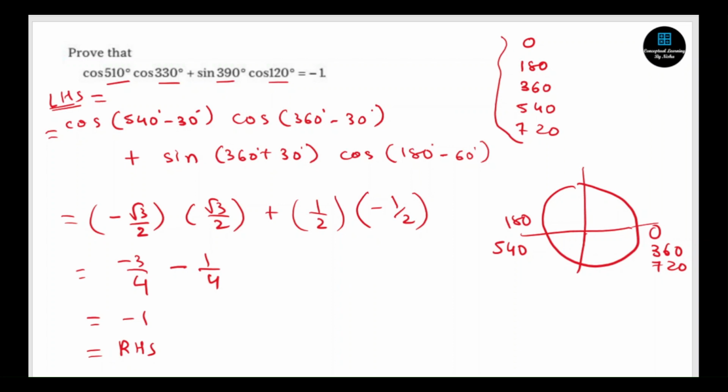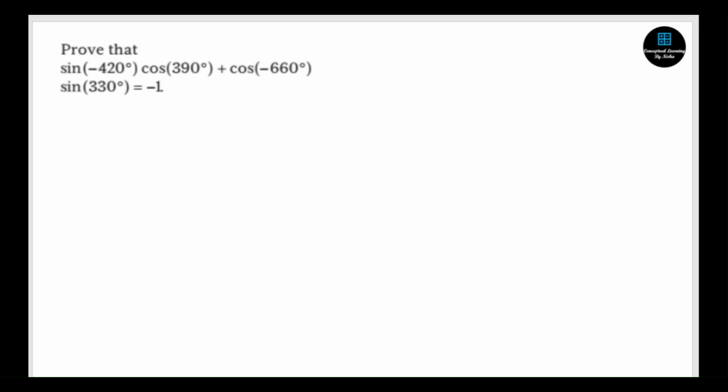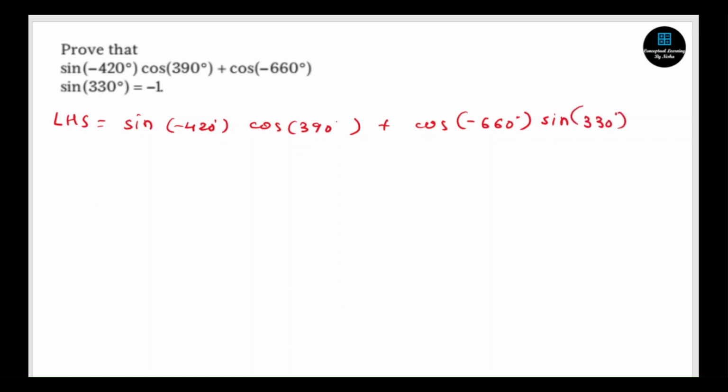Okay, practice this. Now let's solve this similar question. So I'll write LHS: sine minus 420 degree, cos 390 degree, plus cos minus 660 degree and sine 330 degree. Alright. Now sine minus theta, remember this? Sine minus theta is equal to minus sine theta, and cos minus theta is cos theta.